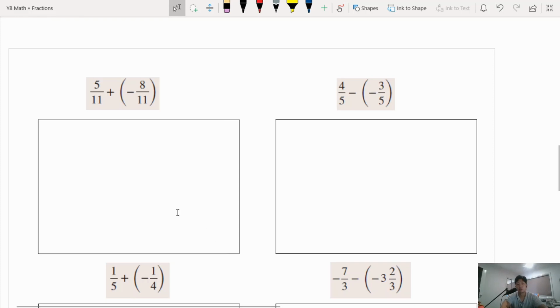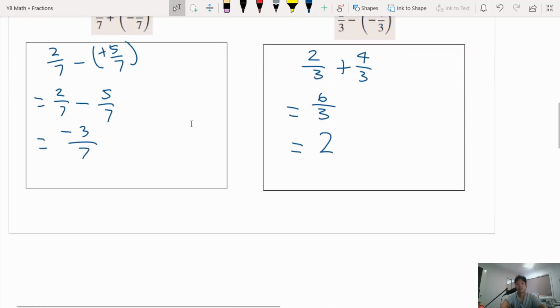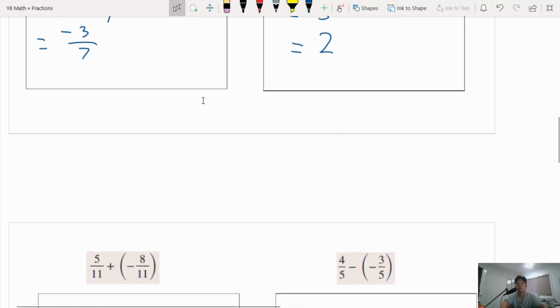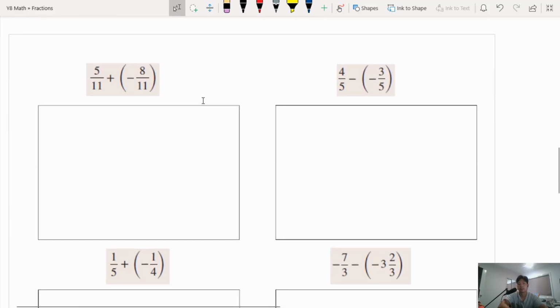The first question says 5/11 plus negative 8/11. Once again, this is just referring to our second rule here: adding a negative fraction is equivalent to subtracting its opposite. Let's have a go at that. 5/11 plus negative 8/11 is the same as subtracting its opposite. So that just becomes minus 8/11. 5 minus 8 gives us negative 3.